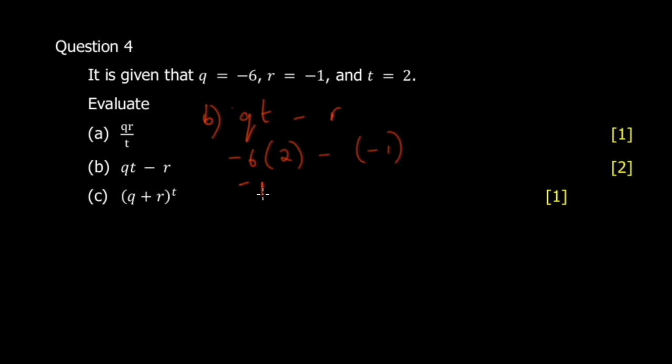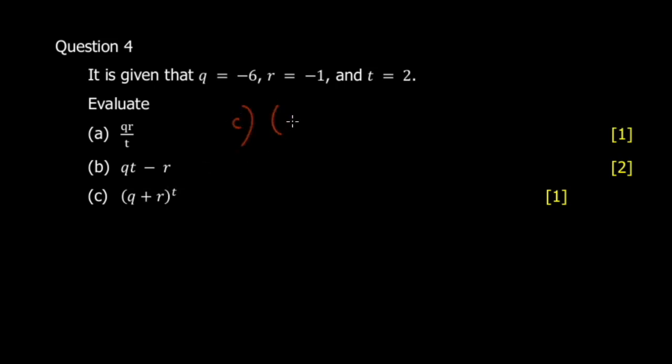So here you get -12, negative and negative, you get positive. So now you get this. If you want, you can also put equal signs there so that your work is very neat, and you get -11. And that's it. Just underline your answer. So always remember to use brackets.